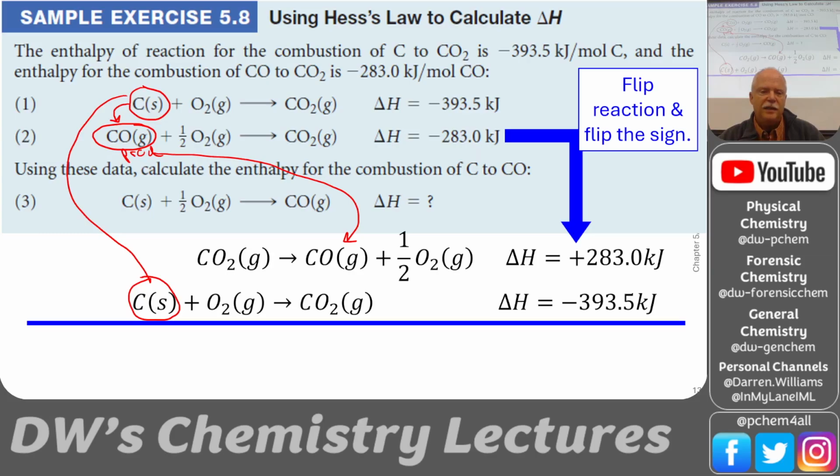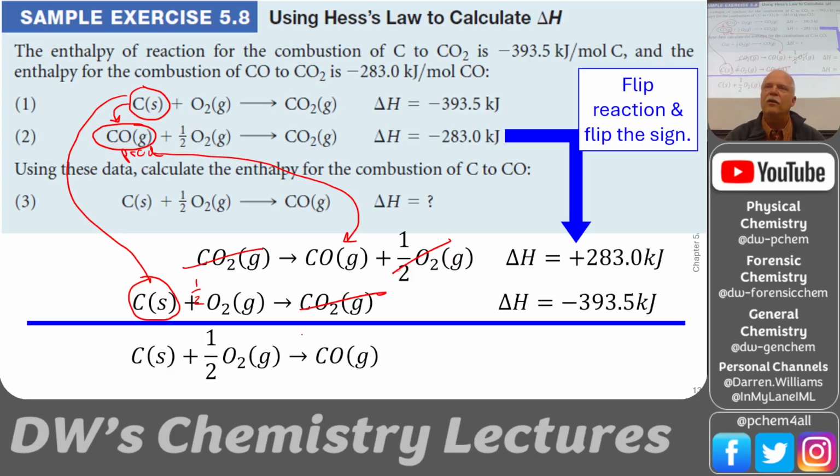Okay, so when I add these together, I've got a half a mole of oxygen on this side. So I'm going to cancel out 1/2 of these, and I'm going to make this 1/2, right? And I've got a CO2 on the left, and I've got a CO2 on the right. And so when I add these down, this is my net reaction. Is everybody okay with that?